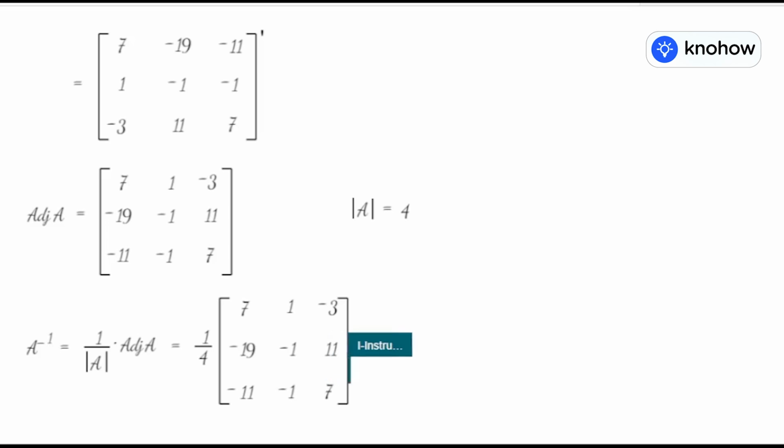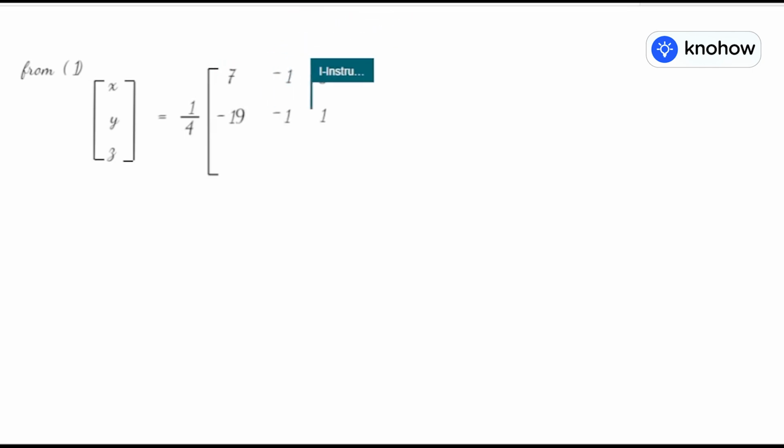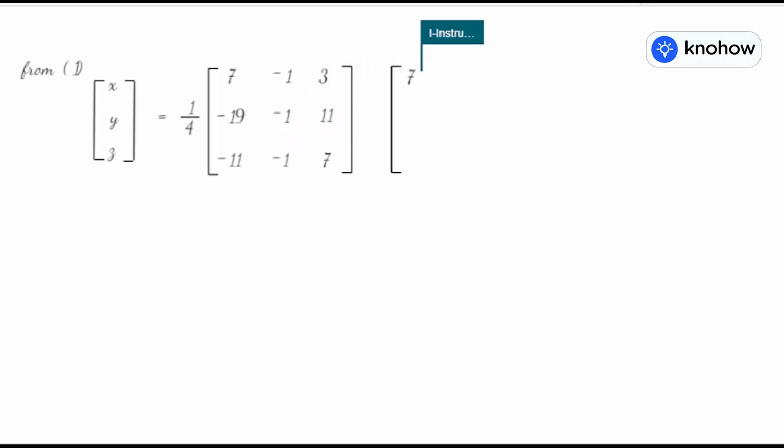And now replace this value in 1. And hence from 1 you get X, Y, Z equal to A inverse. That is 1 by 4 times 7, 1, negative 3, negative 19, negative 1, 11 and negative 11, negative 1, 7 times the constant matrix, which happens to be 7, minus 5, 12. And now it is just a matter of multiplication. This is from 1. So you get 1 by 4 times, multiply row to column.